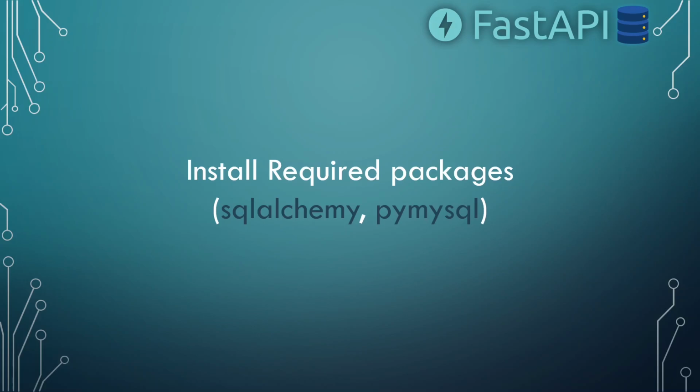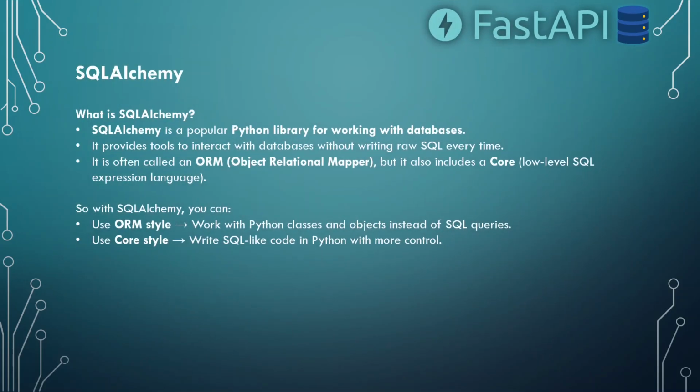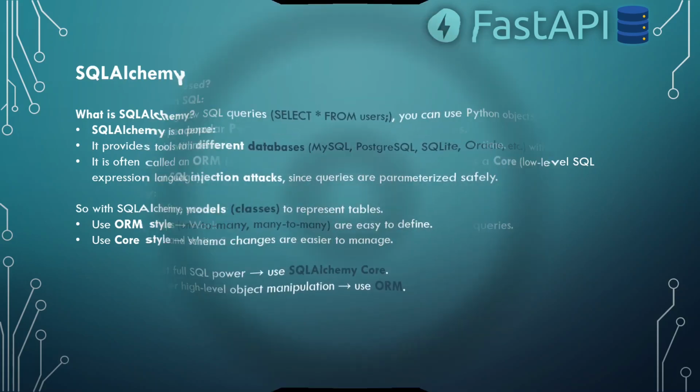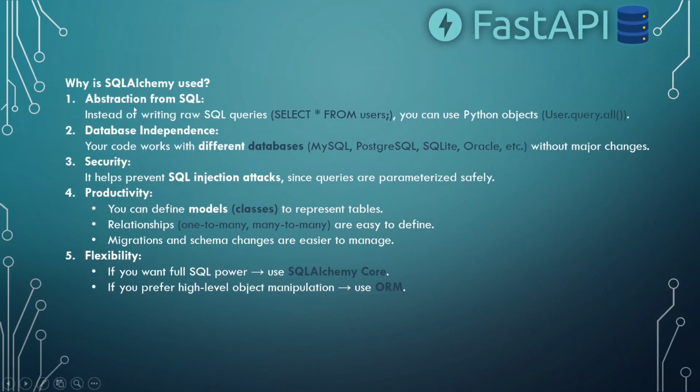So first is SQLAlchemy. SQLAlchemy is a popular Python library for working with databases. It provides tools to interact with a database without writing raw queries. You can also perform Python object based operations and you can also write raw queries, so we have both options. Here you can see abstraction from SQL. Instead of writing raw queries, for example select star from users, you can use Python objects.